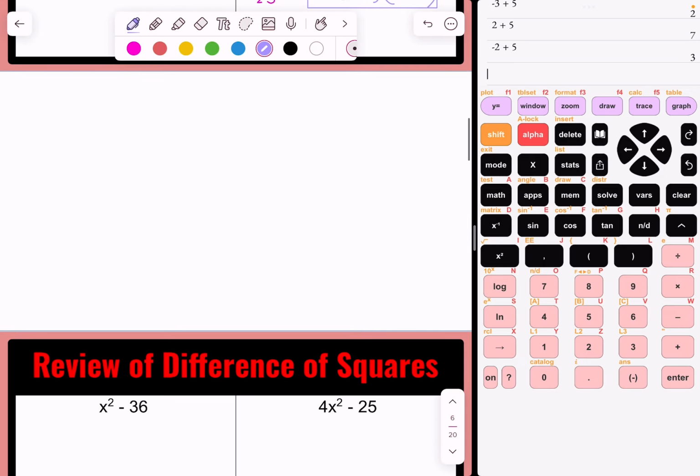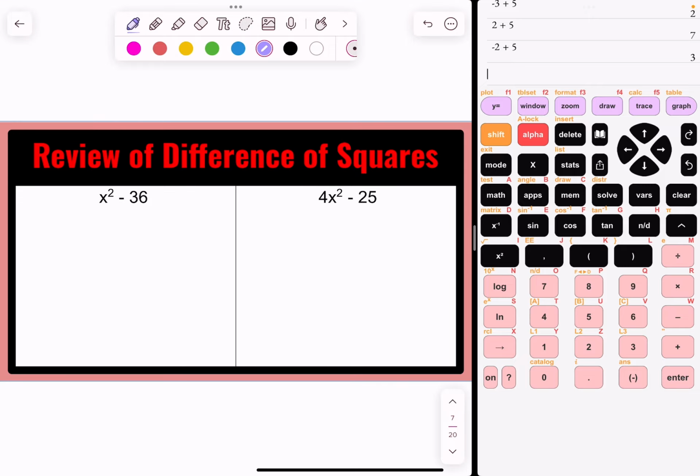Alrighty. Now let's look at this next method of factoring that we learned. We learned the method of difference of perfect squares.